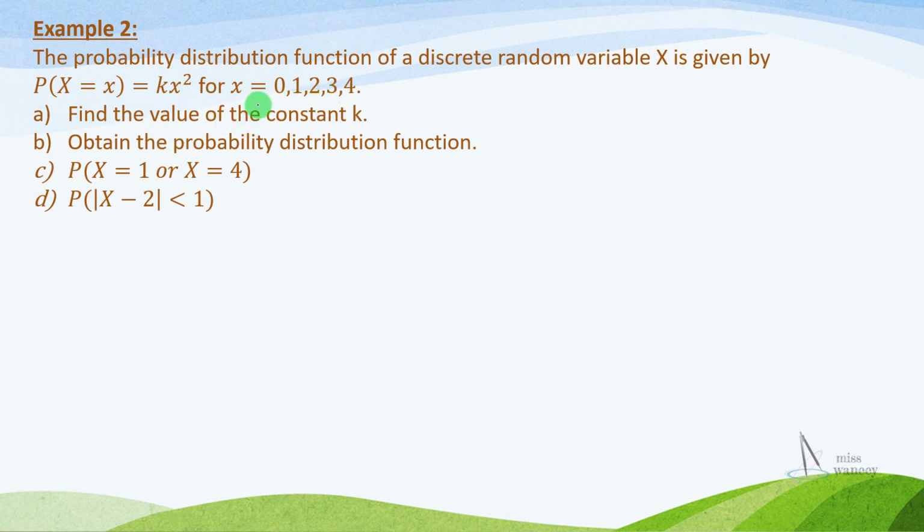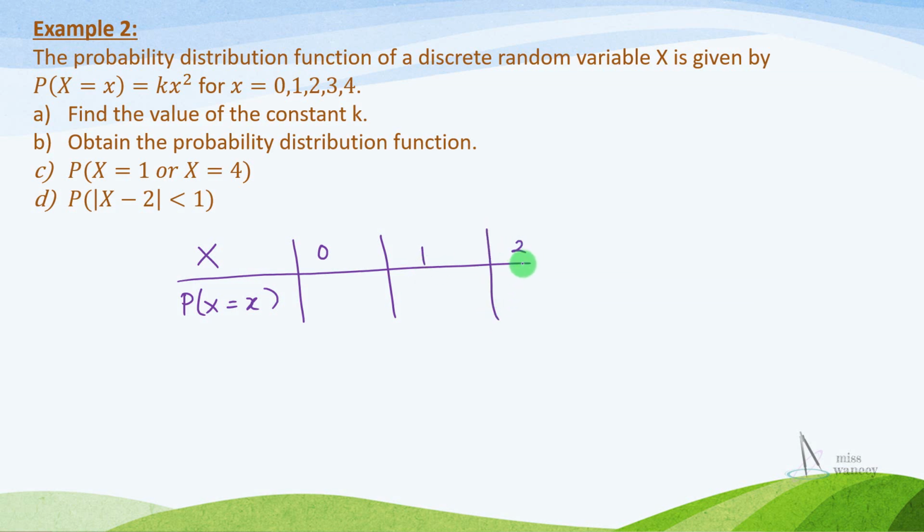Find the value of the constant k. Whenever you have a discrete random variable, it will be a good idea to write down the table first, or to prepare the table for it. So let us have the x, and then the P(x) equal to kx². So we have x = 0, 1, 2, 3, and 4. Okay, so how do we calculate the probability?